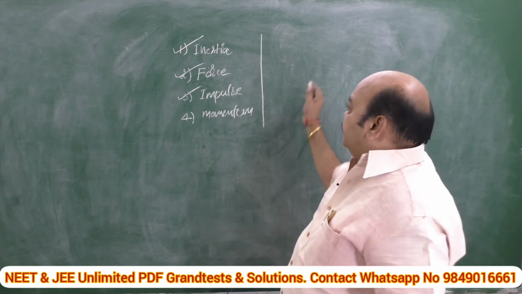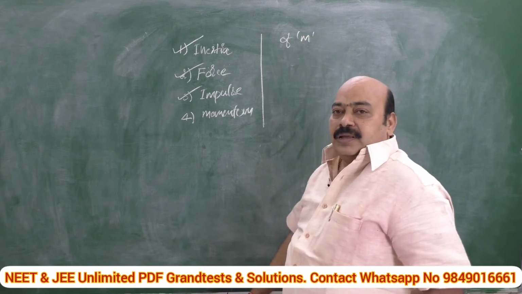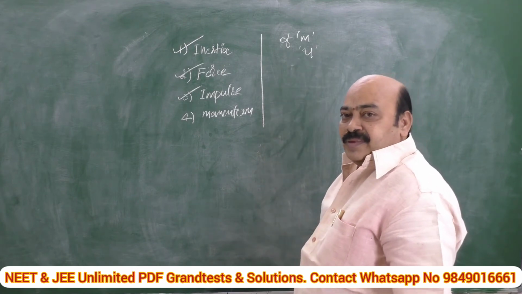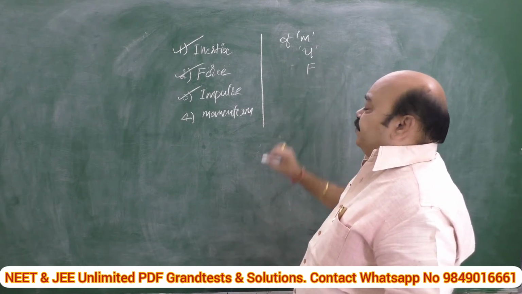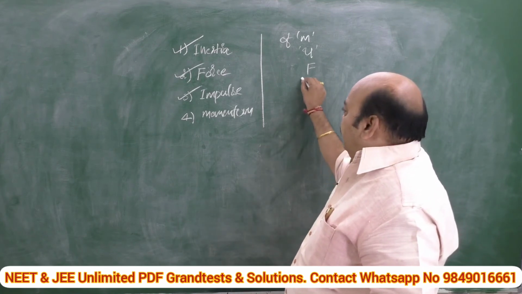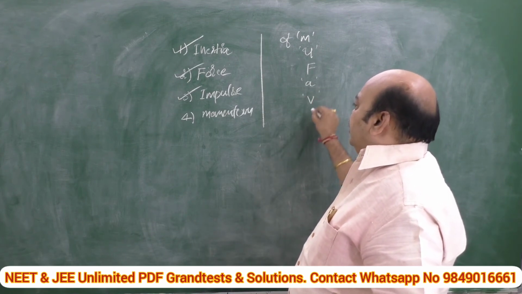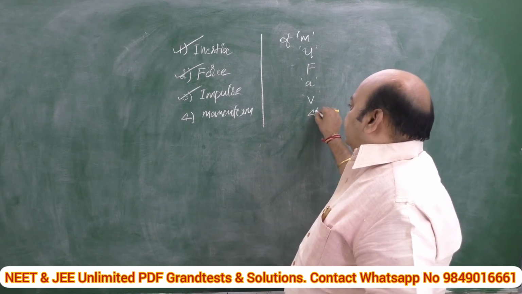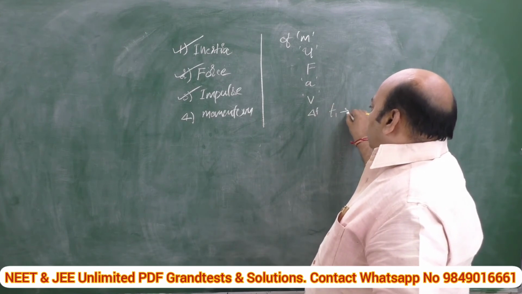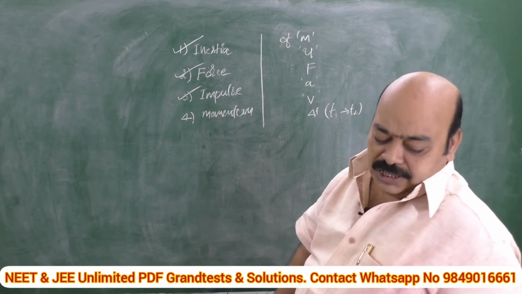Consider a body of mass m, which is moving with an initial velocity u. By the application of force F, it accelerates by amount a, which is the acceleration, and its final velocity reaches v after a time delta t. Let this force act on this body from time instant t1 to t2. Let delta t be the interval of time for which the force acts.